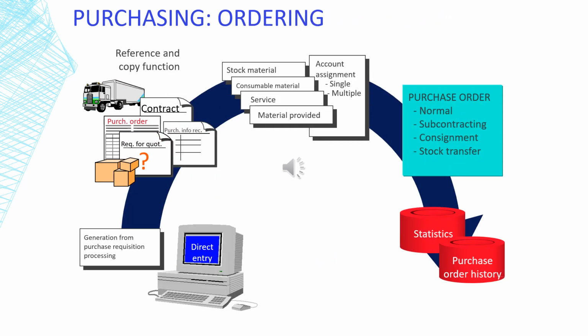In this picture, it's listed how the purchase ordering cycle is carried out. Generation from purchase requisition, purchase order, contract, reference of any function, then stock of material, services, material provided, account assignment, single or multiple. Based on this, a purchase order, normal, subcontracting, consignment, or stock order can be created, the statistical group is updated, or the purchase order history is updated.